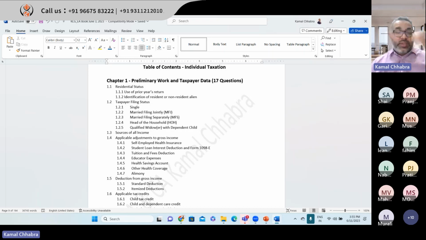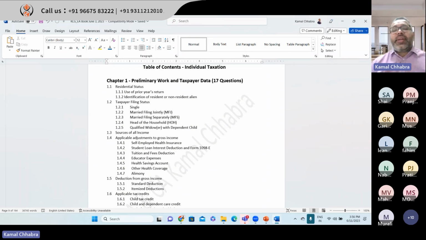All these statuses we will understand in detail: who is considered single, who is considered married filing jointly, married filing separately, head of the household, or qualified widower, and what tax benefits the respective status gains. Same way, we'll be understanding the sources of income, like we were discussing earlier: salary, retirement benefit plan, rental income, dividend, interest, and capital gain. All those things we'll be understanding here.